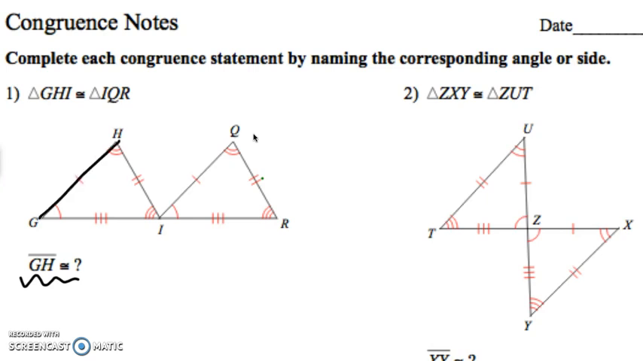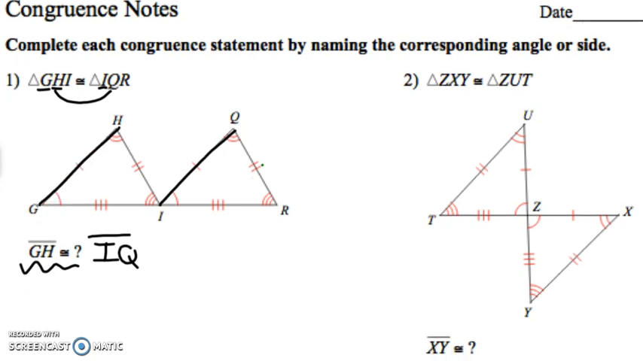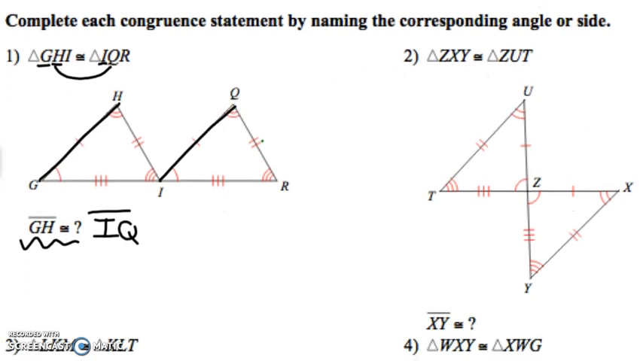Here's GH. To figure out what it's congruent to, you can use the picture, you can use the statement. Order definitely matters in this. So G was over here. Its corresponding letter was I. H over here's corresponding letter was Q. Okay? So IQ is congruent to GH, okay? So again, you can use the image for that if it's got some marks, or you can use the congruent statement. So on number 2 over here, it wants me to know what XY is congruent to.